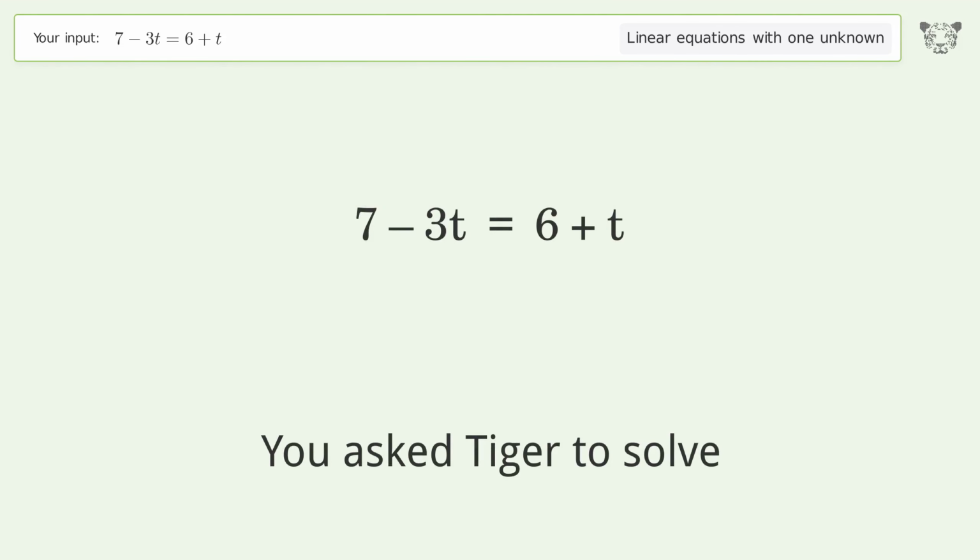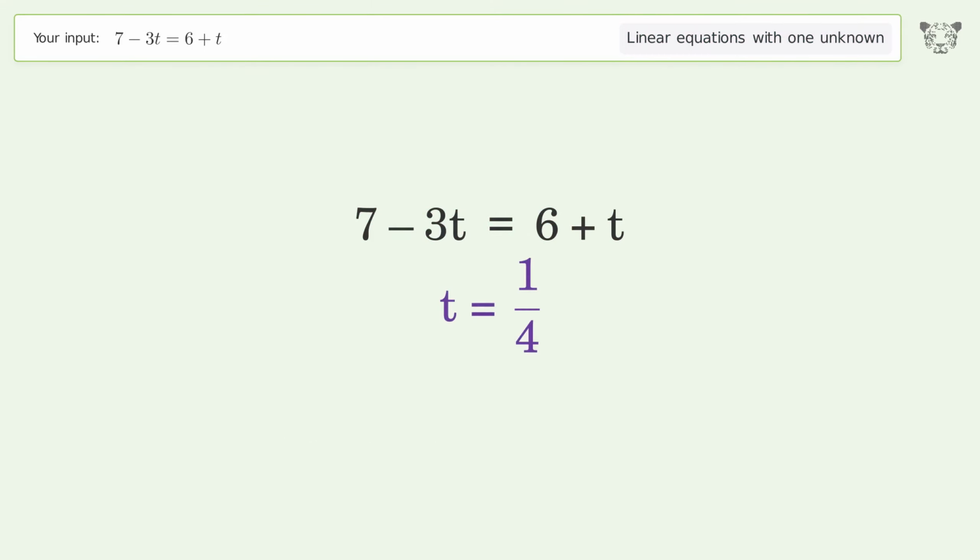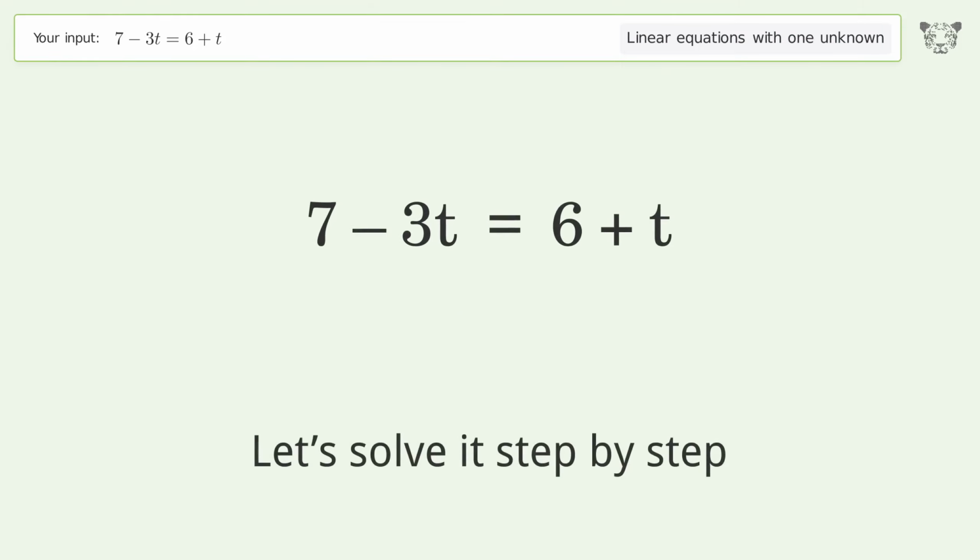You ask Tiger to solve this. This deals with linear equations with one unknown. The final result is t equals 1/4. Let's solve it step by step.